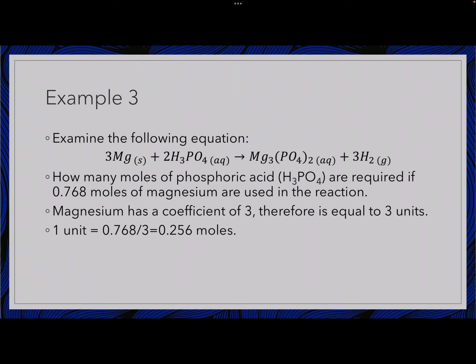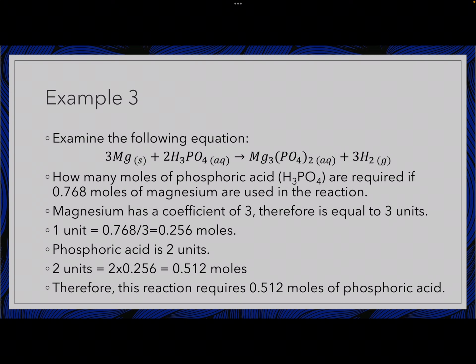How many moles of phosphoric acid are required in the reaction? Phosphoric acid has a stoichiometric ratio of 2, so it's 2 units. So we take our value for a unit, 0.256 moles, multiply it by 2, and we get 0.512. So the reaction requires 0.512 moles of phosphoric acid to go to completion. Okay?